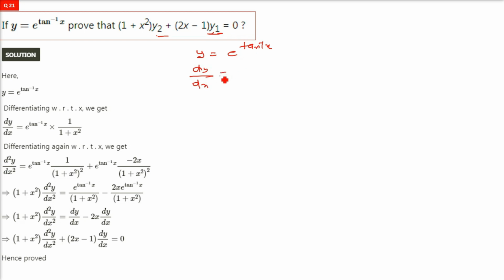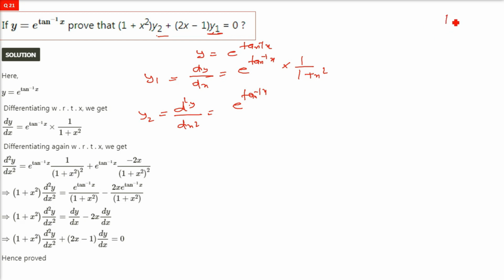Y equals e to the power tan inverse x, dy by dx is e to the power tan inverse x, because e to the power anything will be e to the power that thing only. Now tan inverse differentiation is 1 by 1 plus x square. So this is your y1, and d2y by dx2 we are going to do now. For the first term I am going to apply the product rule here. E to the power tan inverse x, and differentiation of 1 by 1 plus x square. Let us do it here.